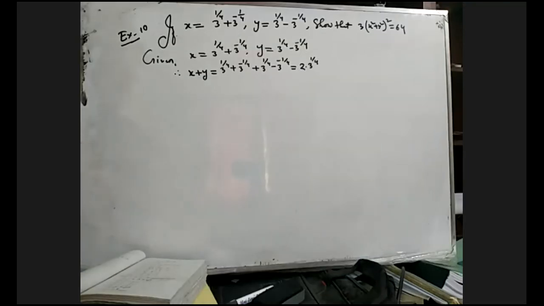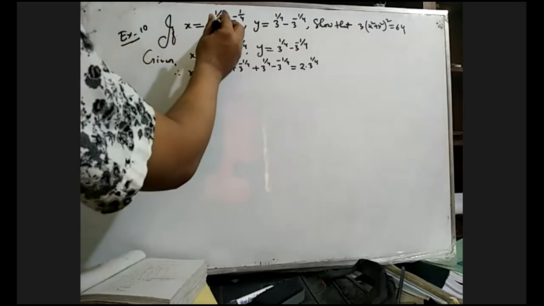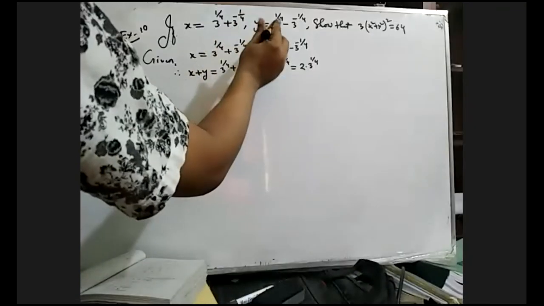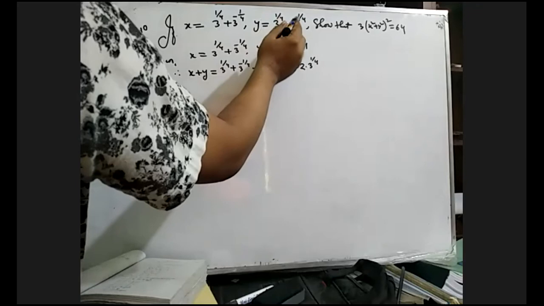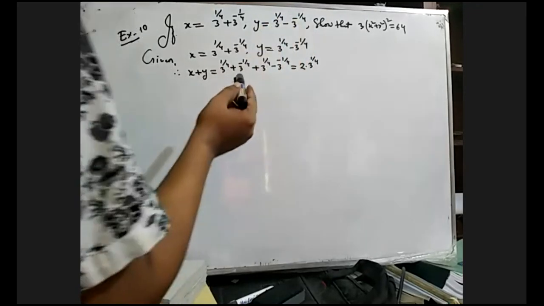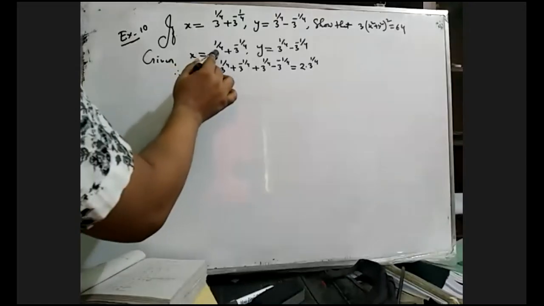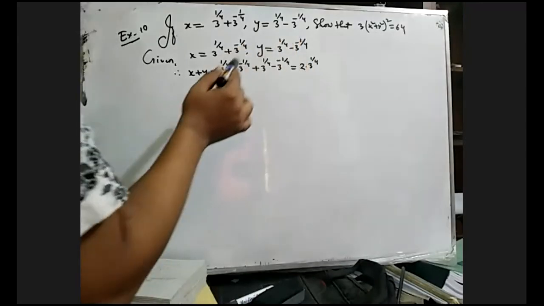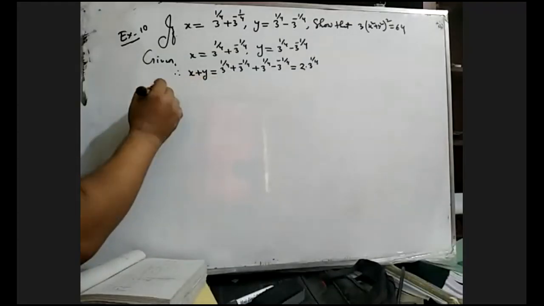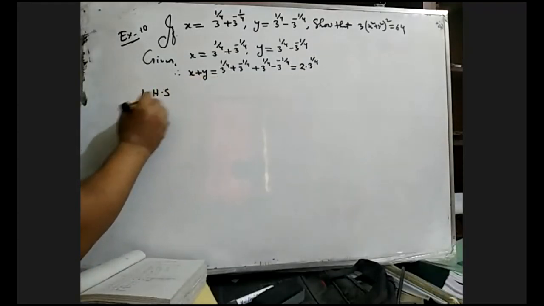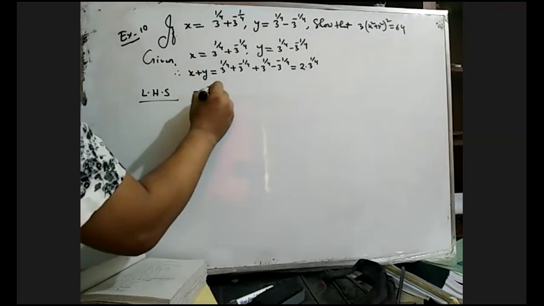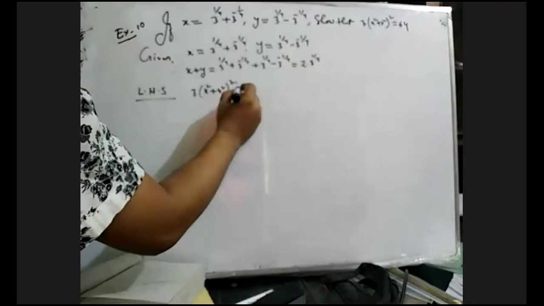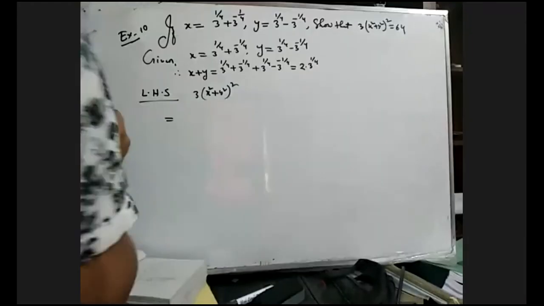Okay. Now the last example of the day of this lecture. Example 10. If x equals 3 to the power 1 by 4 plus 3 to the power minus 1 by 4 and y equals 3 to the power 1 by 4 minus 3 to the power minus 1 by 4, then we have to show that 3 into x square plus y square whole square equals 64. So we are given x and y. Left hand side will be 3 into x square plus y square whole square. Okay, this is the left hand side.